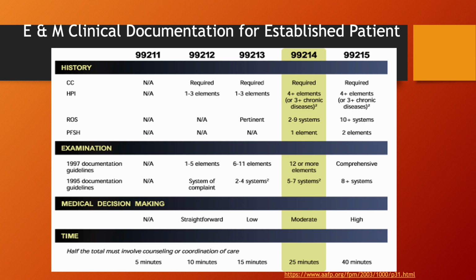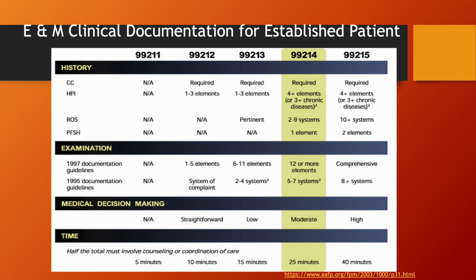If you're looking at this chart, you will see going across the top some numbers: 99211, 99212, 99213, 99214, and 99215. Think about the slides you just saw prior to this when we talked about the different complexities. Now look down the left side of your screen, where we have the headings of history, examination, medical decision making, and time. I want you to see what's in those.